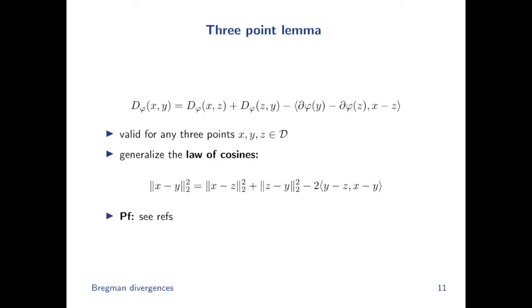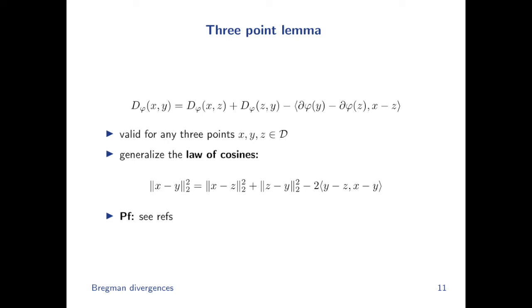Okay, so we get to our first, maybe slightly more non-trivial property of Bregman divergence, and this is what's called the three-point lemma. You can think about it as a generalization of the law of cosines. The way that you see this is that, so recall, if I pick.